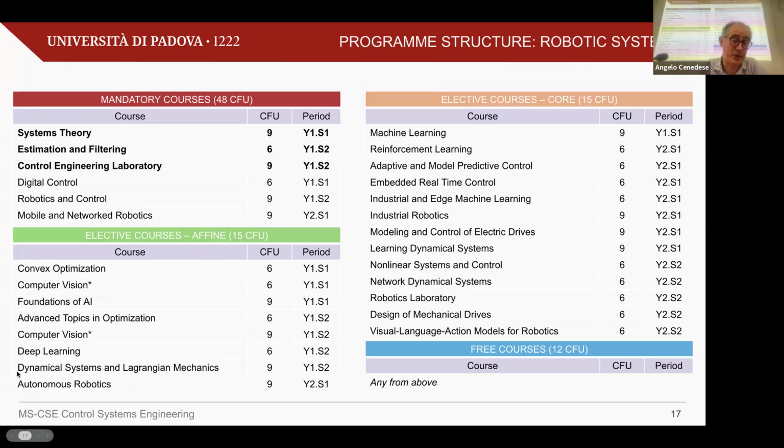We have a methodological course of dynamical systems and Lagrangian mechanics that is very useful for robotics. And here you can choose two of these in order to complement our 6 courses here. And then you have other 2 courses completely free for you to choose.